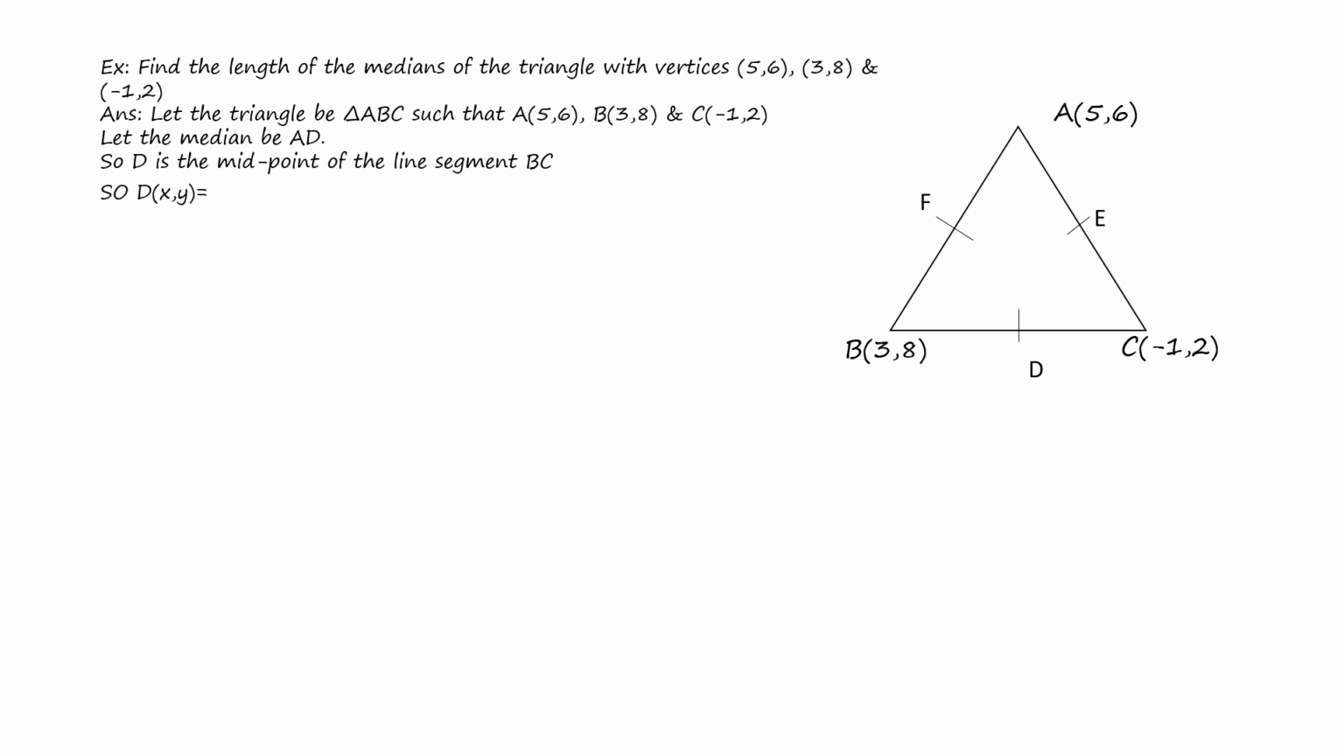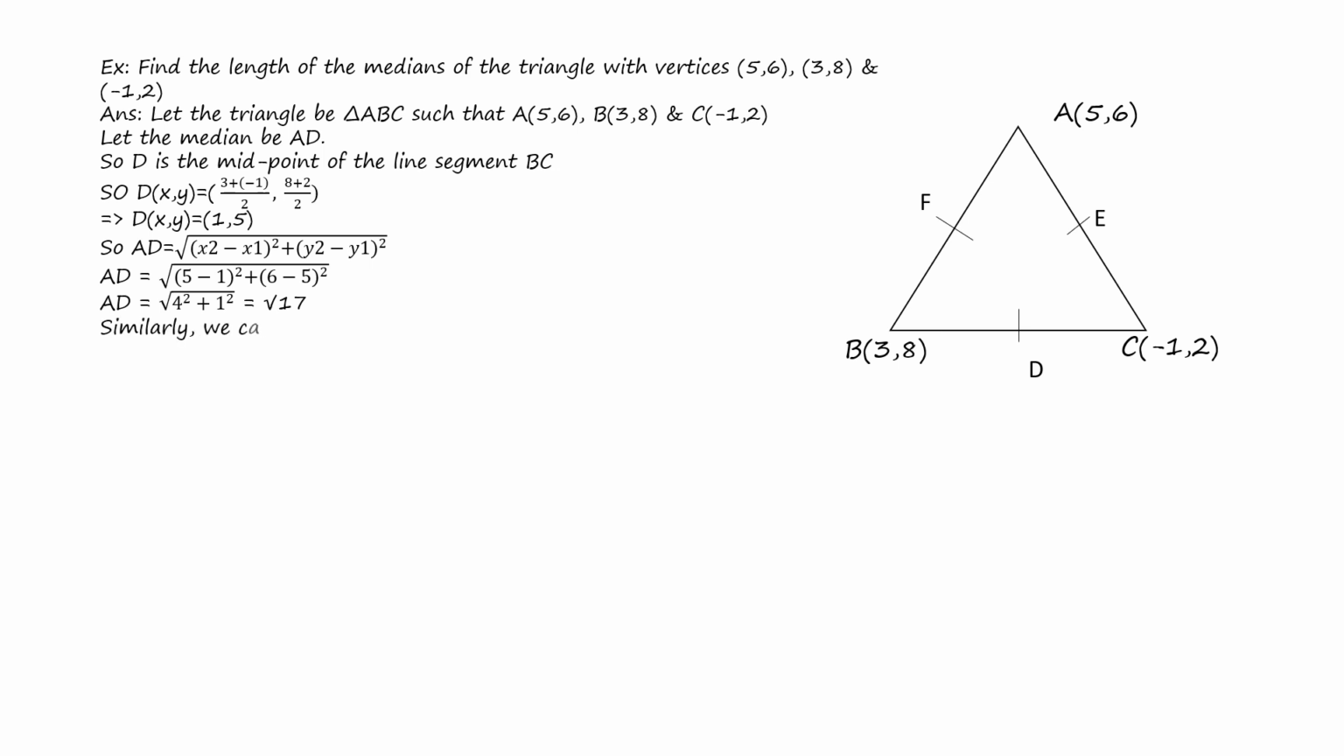As D is the midpoint of BC, we can write the coordinates of D, (x, y), equals ((3 + (-1))/2, (8 + 2)/2), or (x, y) equals (1, 5). Now AD equals the square root of ((x2 - x1)^2 + (y2 - y1)^2), which is nothing but the square root of ((5 - 1)^2 + (6 - 5)^2), which is nothing but the square root of 17.